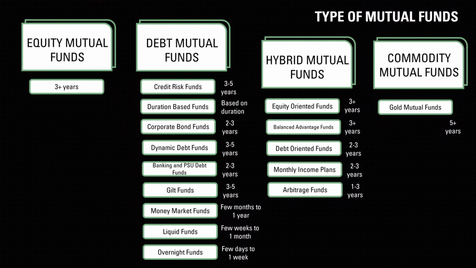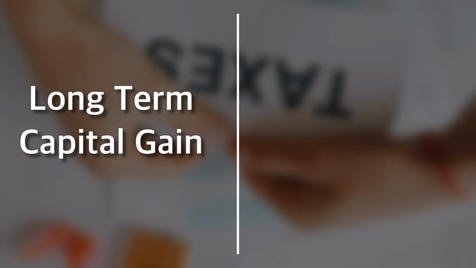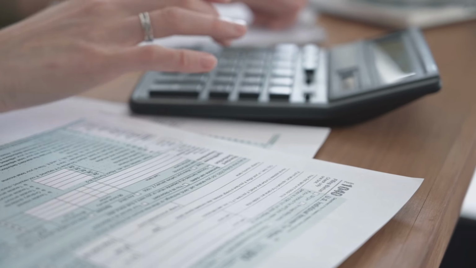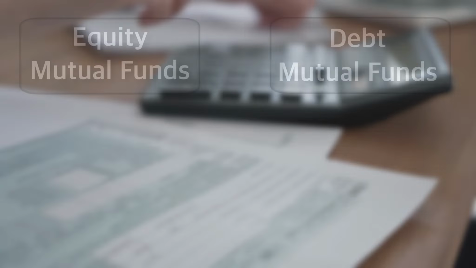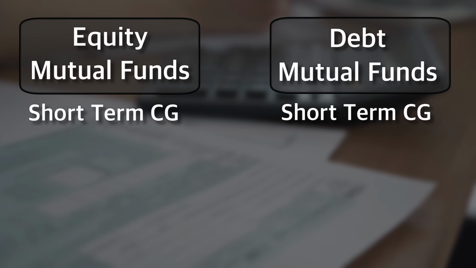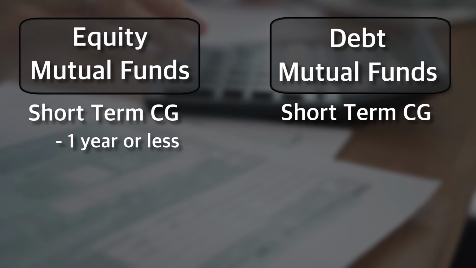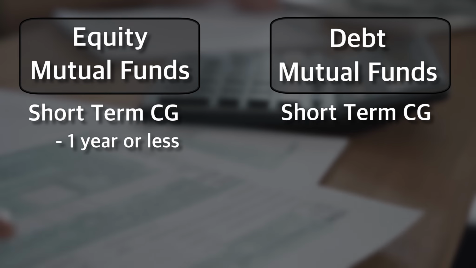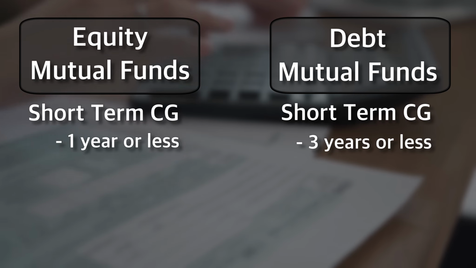Now, when it comes to taxation of mutual funds, there are two types. First off, we have long-term capital gains, and then we have short-term capital gains. But the definition of these varies depending on the type of fund. So if I talk about short-term capital gains, for equity mutual funds, if you sell off your investments within 1 year, that would qualify as a short-term one. And for debt mutual funds, if you sell off your investments within 3 years, it would qualify as short-term.